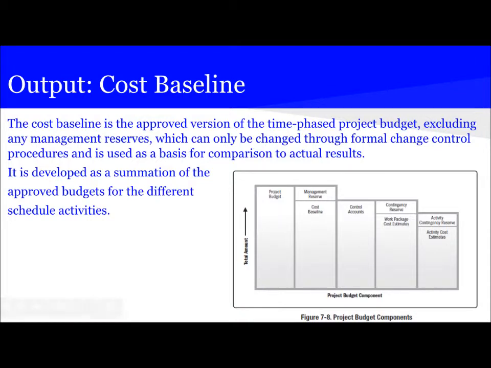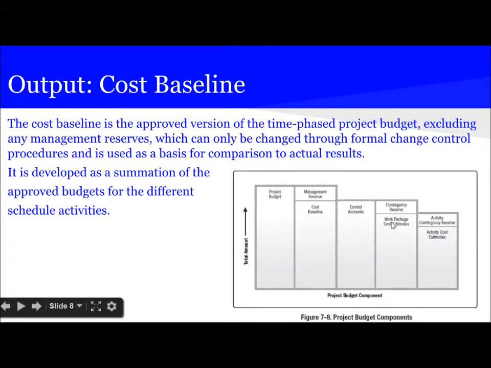The output is cost baseline. The cost baseline is the approved version of the time-phased project budget, including any management reserve, which can only be changed through the formal change control procedures, and is used as a basis for comparison to actual results. It is developed as the summation of approved budgets for different scheduled activities.